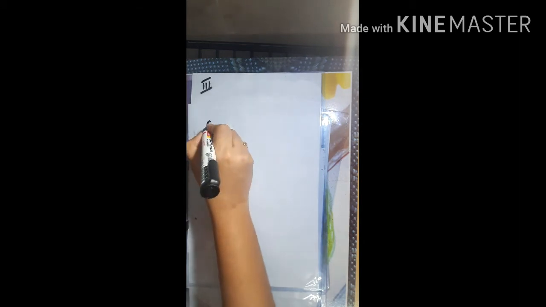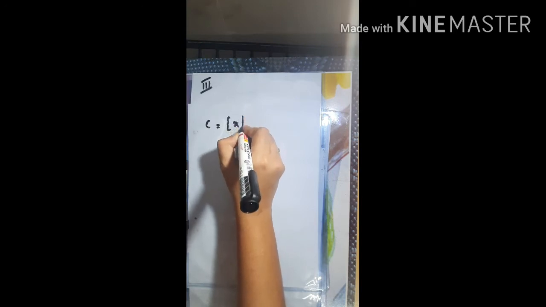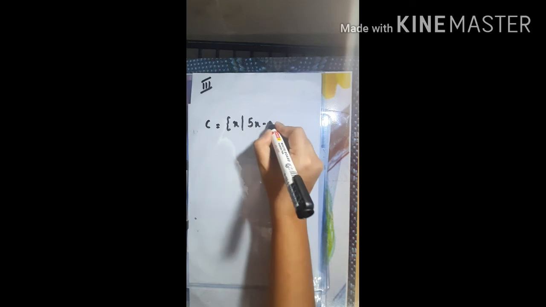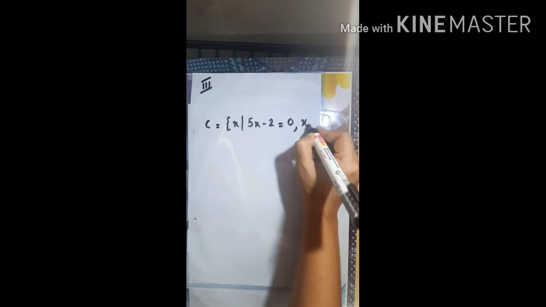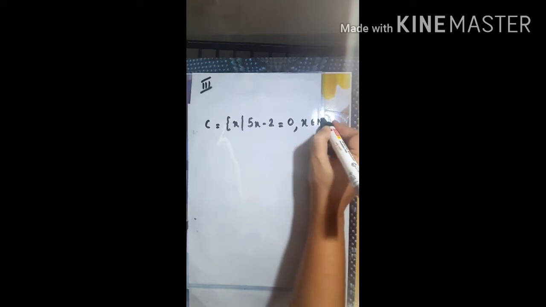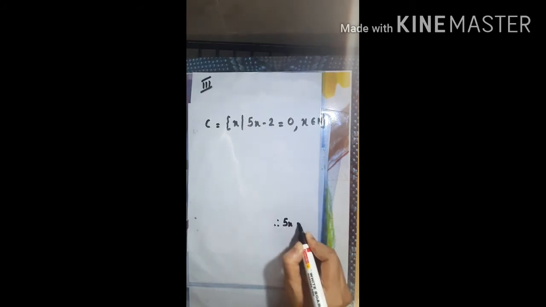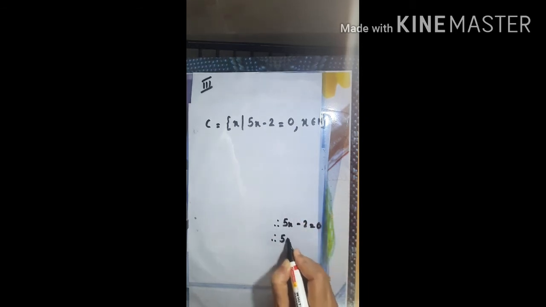Question number C. C is a set of all x such that 5x minus 2 is equal to 0, and x belongs to the set of natural numbers. x has to belong to the set of natural numbers. Now let's solve it. 5x minus 2 is equal to 0. I'll take this 2 on the other side. Therefore 5x is equal to 2. Therefore x is equal to 2 upon 5.